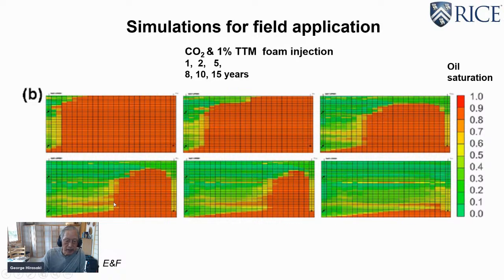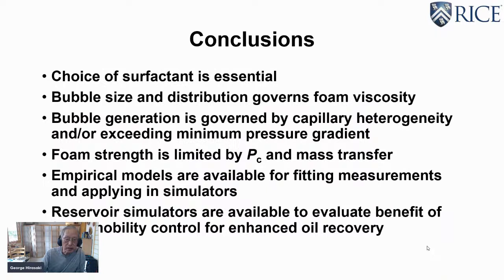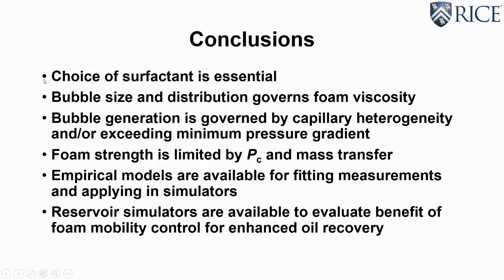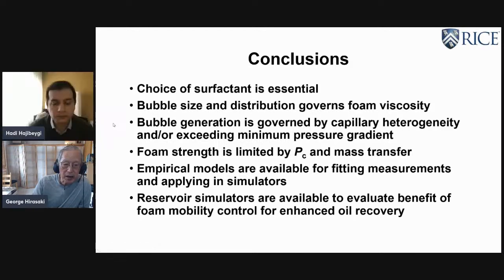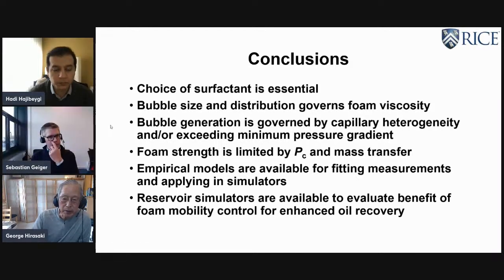This is after 8 years, after 10 years, and 15 years. We're able to sweep the entire reservoir with the exception of just a little bit along the bottom. So in conclusion, the choice of surfactant is essential. The bubble size and distribution governs the foam viscosity. Bubble generation is governed by capillary heterogeneity and by exceeding minimum capillary pressure.